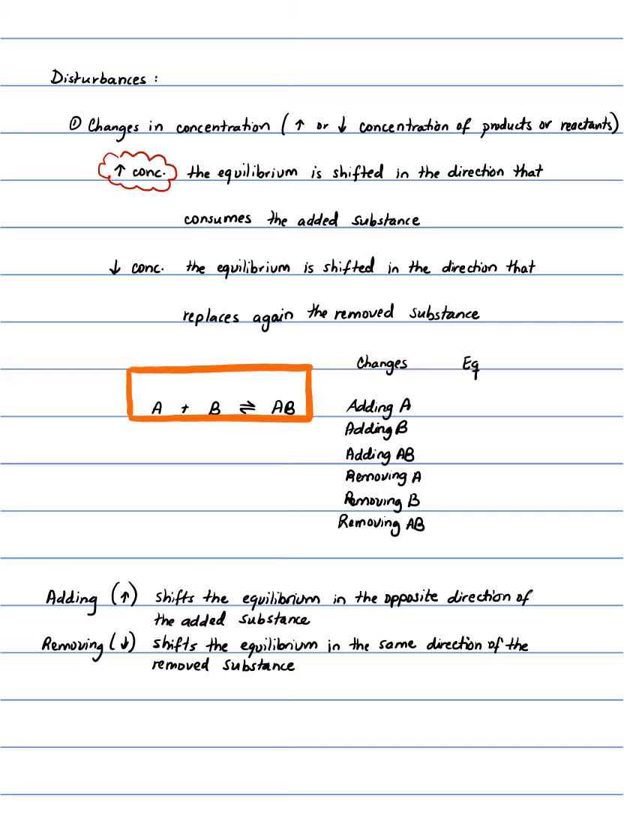If you're increasing the concentration of a product now, you're adding more of that product that is being formed in the reaction. Now you have an equilibrium, right? It's moving both ways. That amount of product that is being added will be used up to form more of the reactant. So the equilibrium will be shifted towards the reactant side.